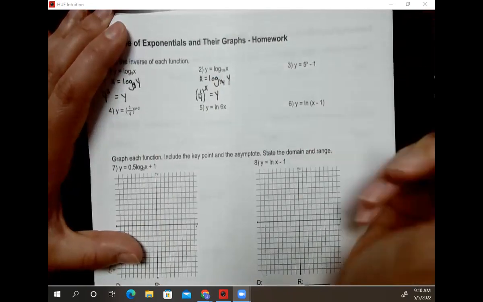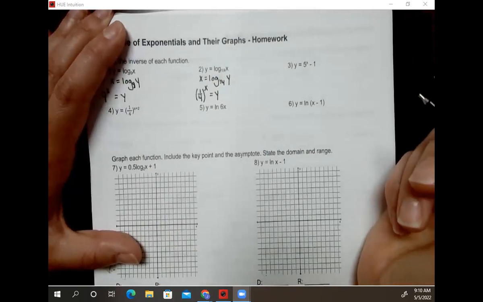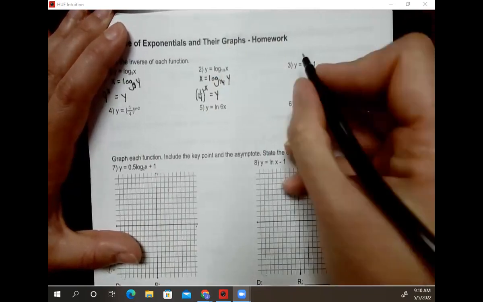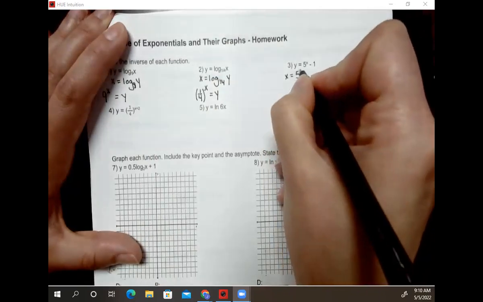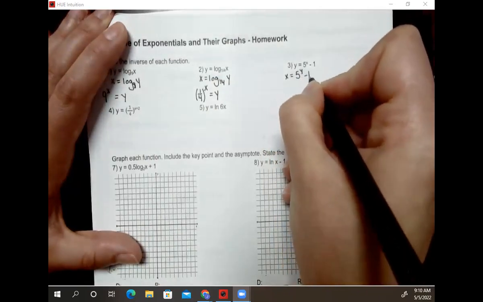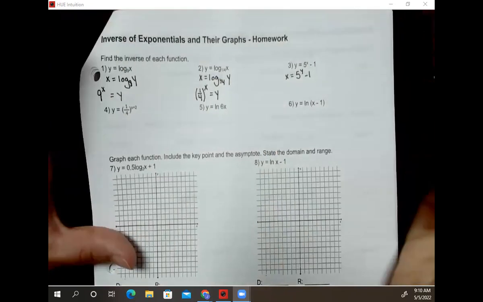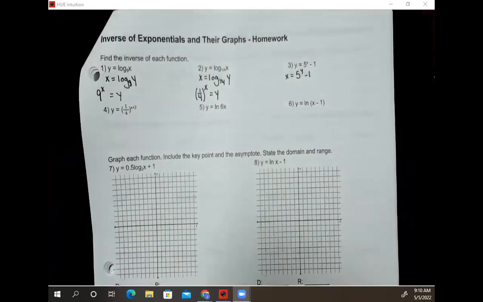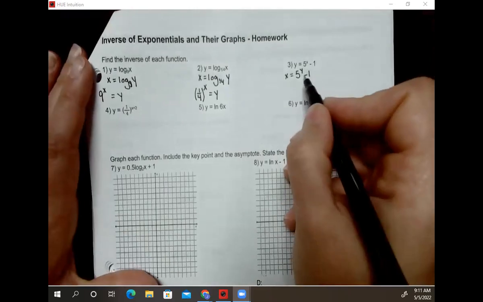For number 3, we have an exponential function this time. I'm going to start the same way. I'm going to switch x and y. So x equals 5 to the y minus 1. And now I want to get y by itself. Since we're starting with an exponential function this time, we're going to have to rewrite it in log form. So I start with one, I end with the other. But this time I've got something else over here. I've got this minus 1.